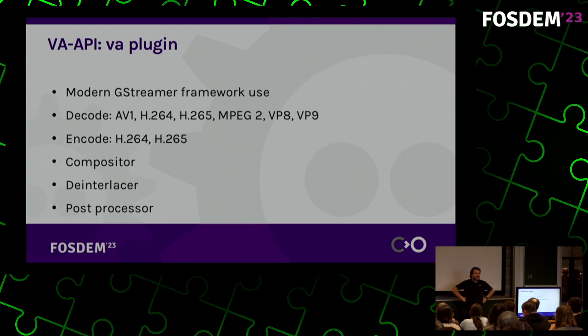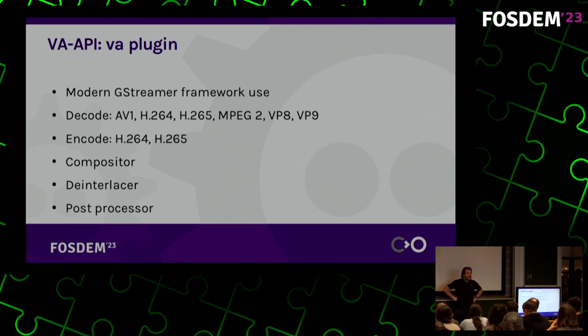It was getting quite tricky. It was not based on any of the base classes that we have improved since then. So it's been completely rewritten from scratch with a new plugin that we call VA. It supports all the major codecs now. We've implemented all the ones with VA. Supports AV1, VP8, VP9, MPEG-2. Encoding, we only have the H.264 and H.265 codecs for now, but the rest are being worked on as we speak.